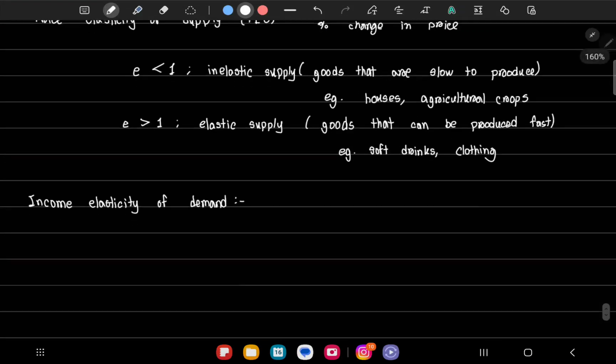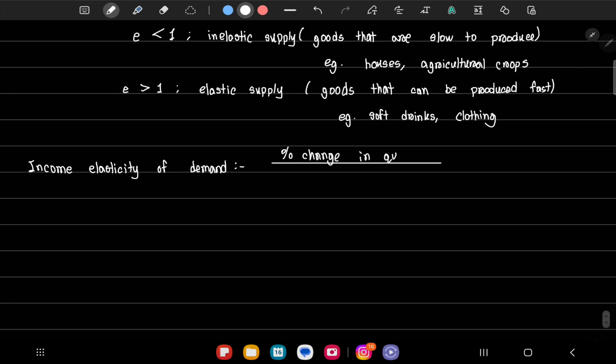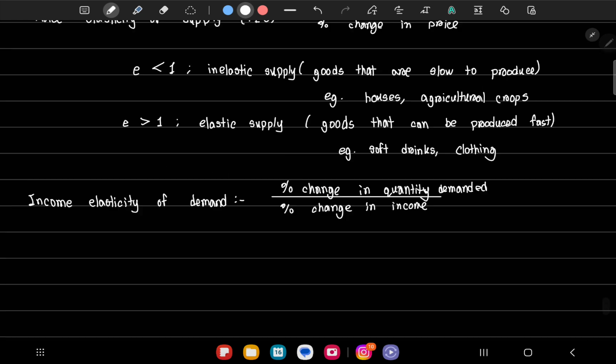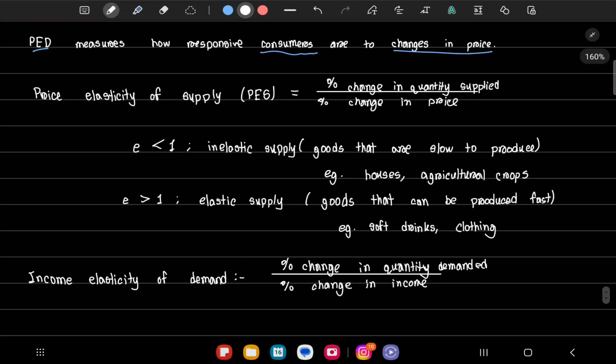Now we'll move on to income elasticity. The formula is percentage change in quantity demanded divided by the percentage change in income. In the previous two elasticities, we only needed the magnitude. So in both cases, the elasticity was greater than 0 by default.